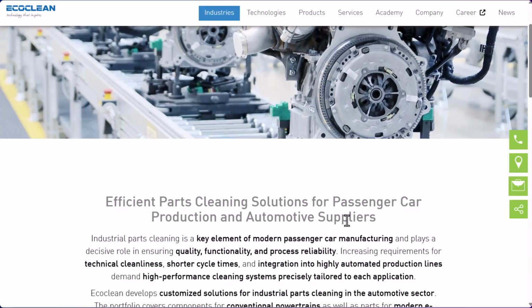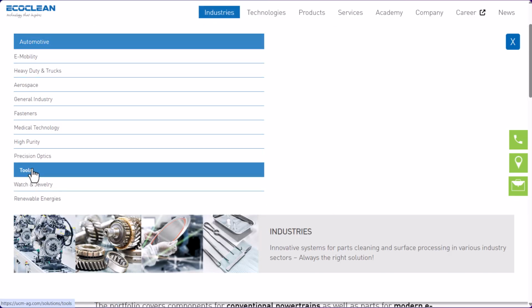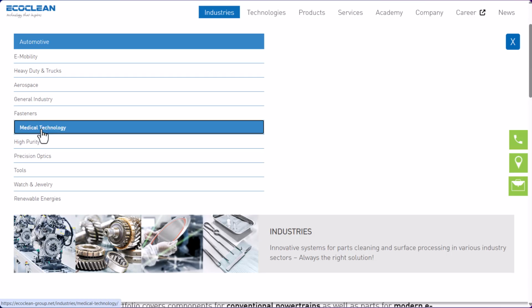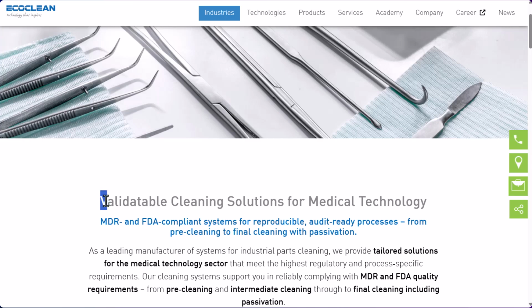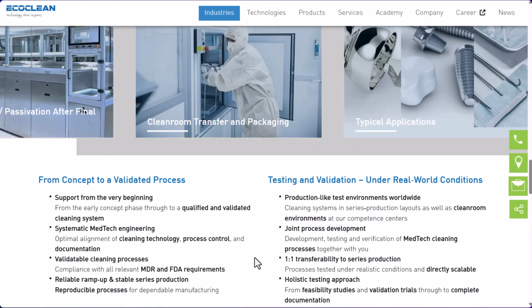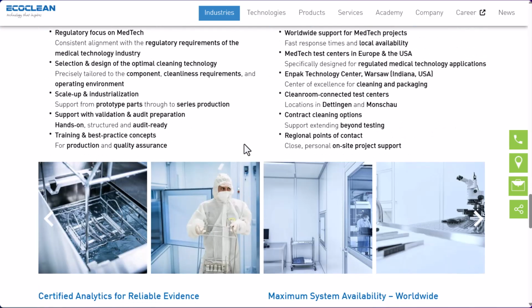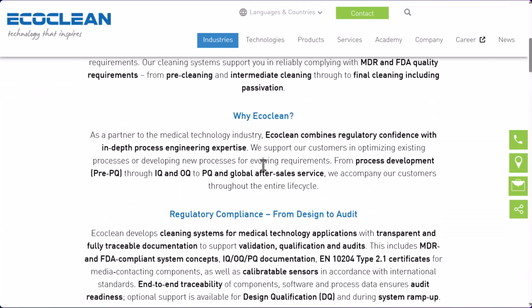So they're a B2B company. They're looking to reach businesses and say, we have a service for your business. These are all of the different industries that they provide this for. So if you're saying like, okay, we're doing this for medical technology, when you go into the medical technology page, you're going to see the same exact thing: validatable cleaning solutions for medical technology. So I was actually surprised at their website not being a little bit nicer, surprisingly, but it is very technical and very, okay, this is what we're providing for this specific industry.